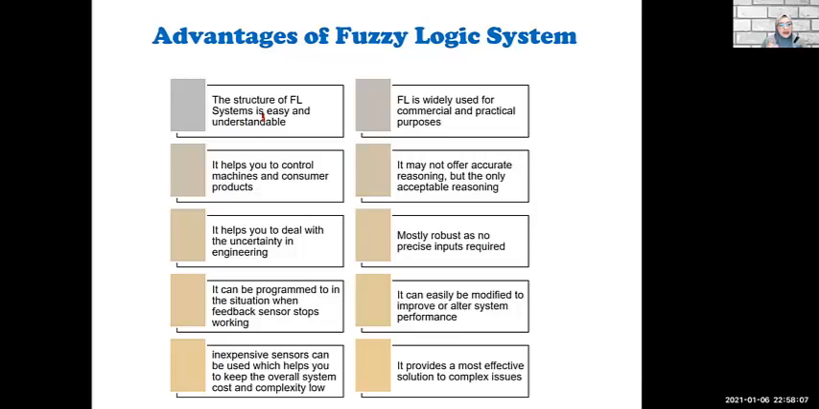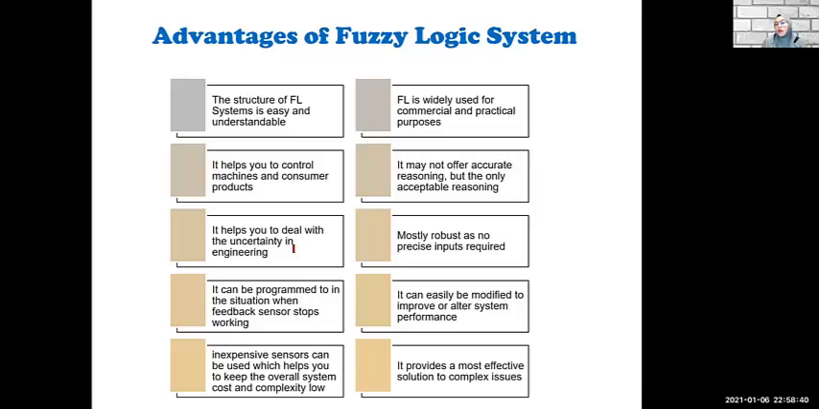The structure of fuzzy logic system is easy and understandable. Fuzzy logic is what you use for commercial and practical purposes. It helps you to control machines and consumer products. It may not offer accurate reasoning, but the only acceptable reasoning. It helps you to deal with the uncertainty in engineering.